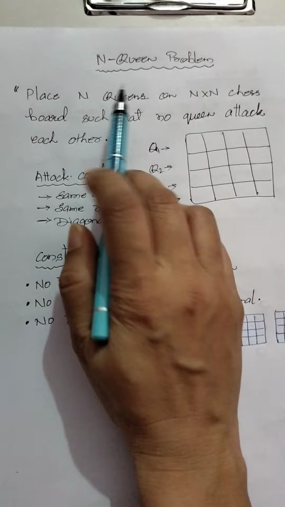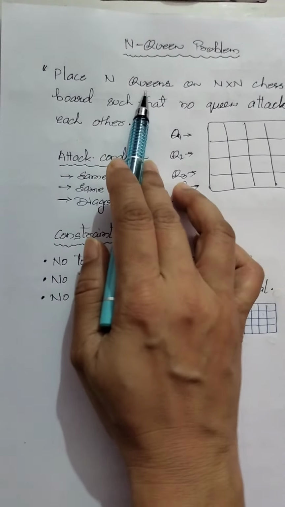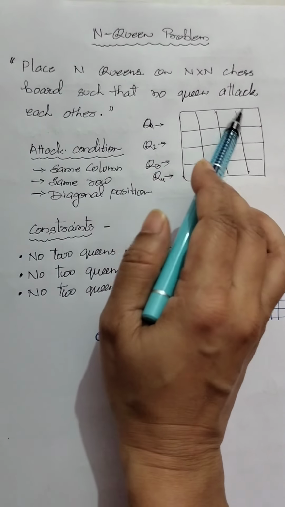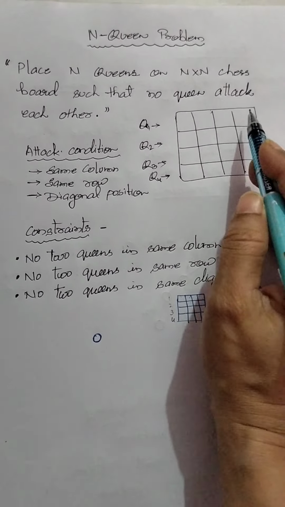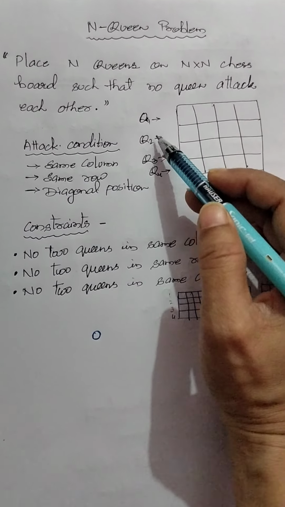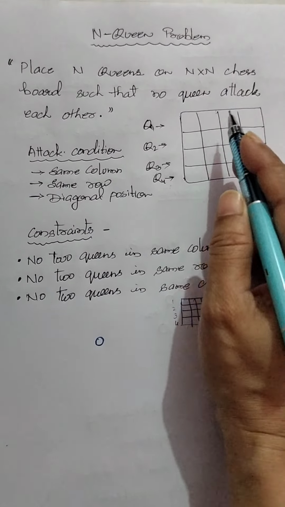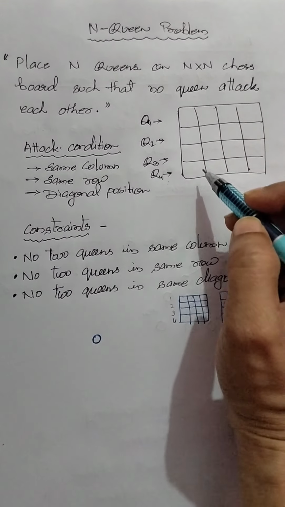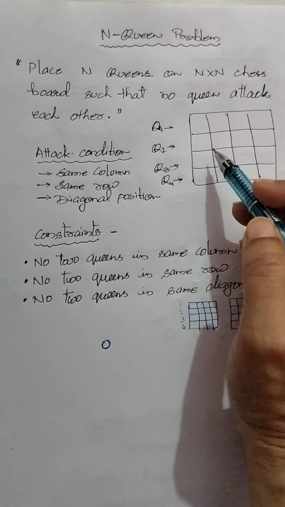So what is the n-queen problem? In the n-queen problem, we have to place n queens on an n by n chessboard such that no queen attacks each other. Suppose for example we have taken 4 queens, so our problem becomes the 4 queen problem. That means we have to place 4 queens on a 4 by 4, that is 16 cell, chessboard such that no 2 queens attack each other.